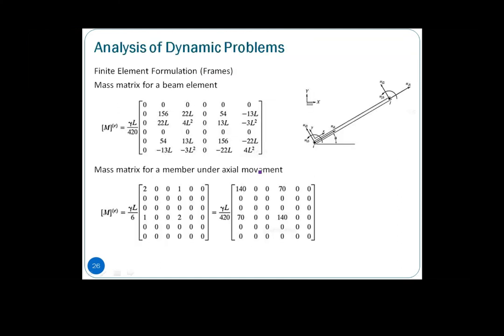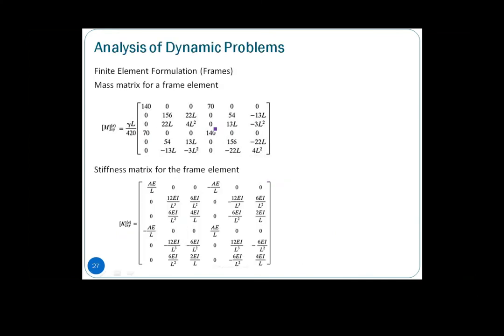So now from the axial part previously, this is from axial movement, 2, 1, 1, 2. It converts to a 420, 140, 70, 70, 140. So add into here, and here, then you have here and here. Replace with this. Then you have your full mass matrix for a frame, as you have seen in this slide. So you have mass, and you have stiffness with the orientation coming in.